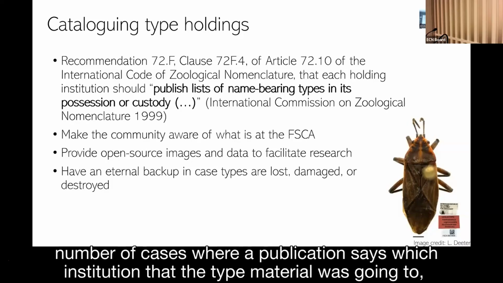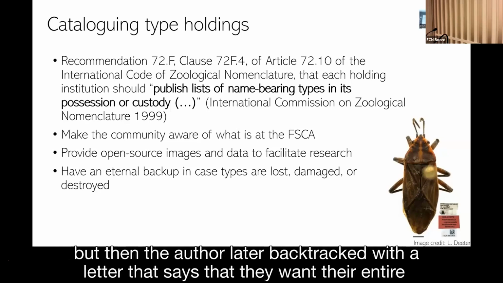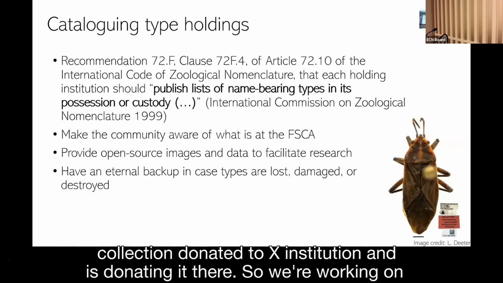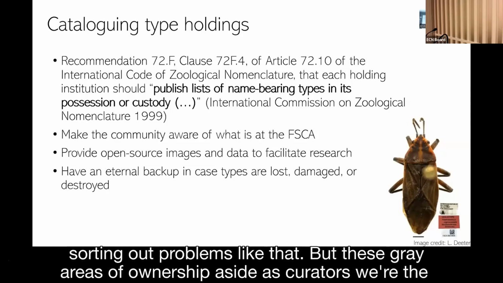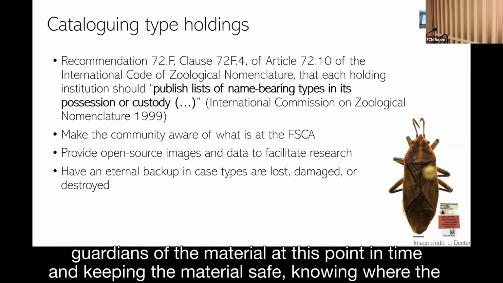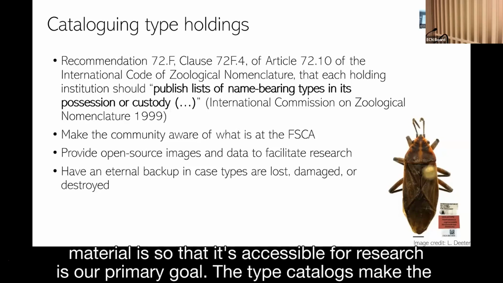There's also been a surprising number of cases where a publication says which institution the type material was going to, but then the author later backtracked with a letter saying that they want their entire collection donated to X institution and is donating it there. So we're working on sorting out problems like that. But these gray areas of ownership aside, as curators, we're the guardians of the material at this point in time, and keeping the material safe, knowing where the material is so that it's accessible for research is our primary goal.